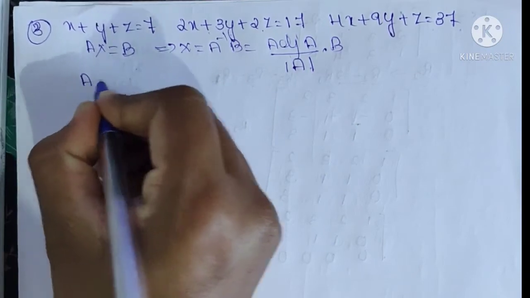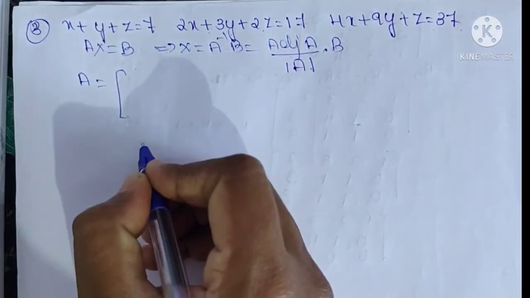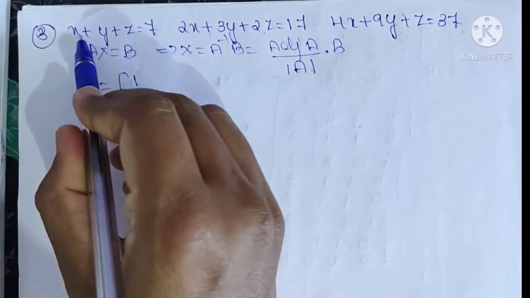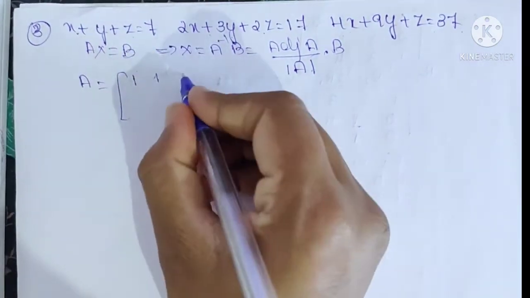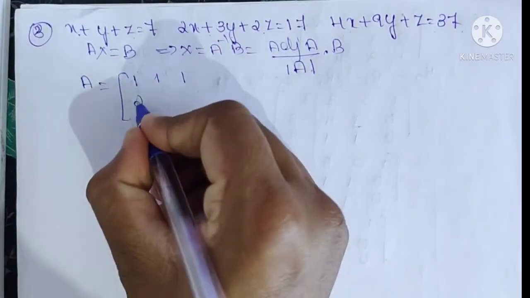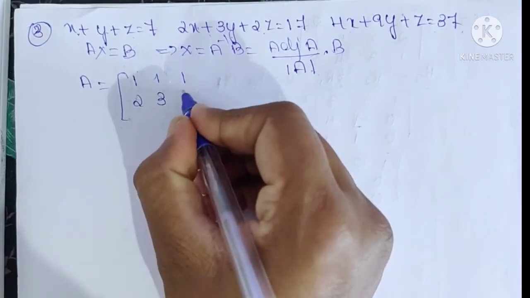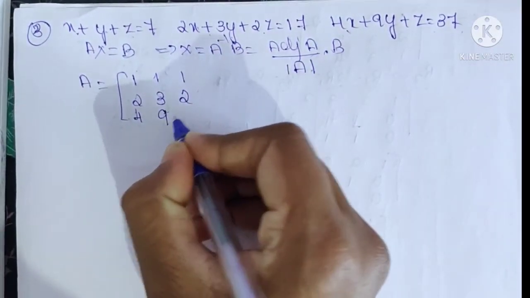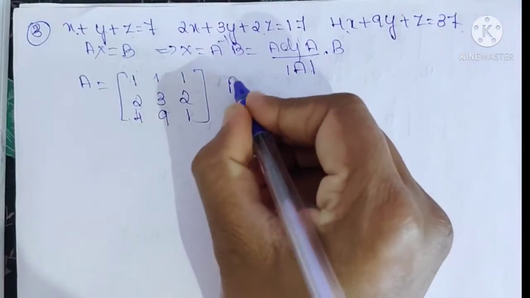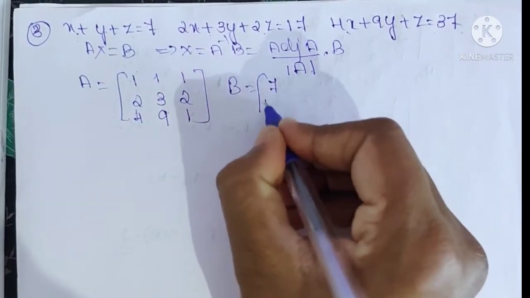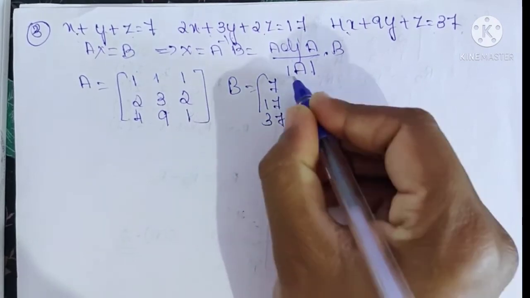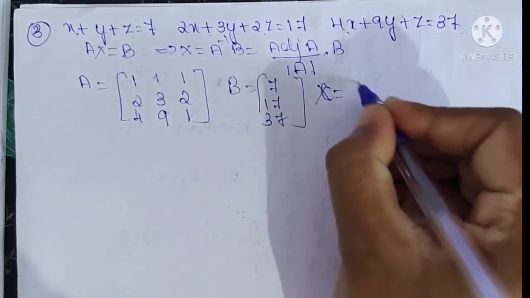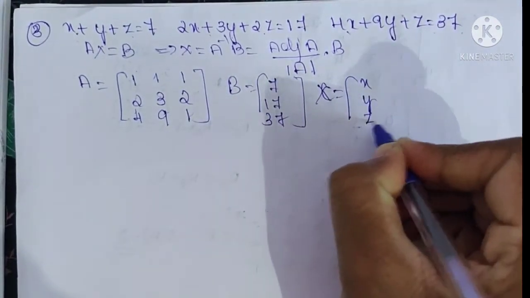First you consider A. A is equal to the coefficients of x, y, z. Here x coefficient is 1, y coefficient is 1, z coefficient is 1. Next row: x coefficient is 2, y is 3, z is 2. Next row: x coefficient is 4, y coefficient is 9, z coefficient is 1. And b is equal to 7, 17, 37. And x is equal to x, y, z.